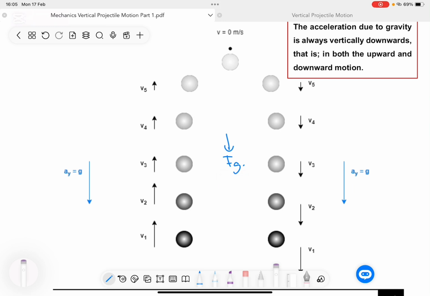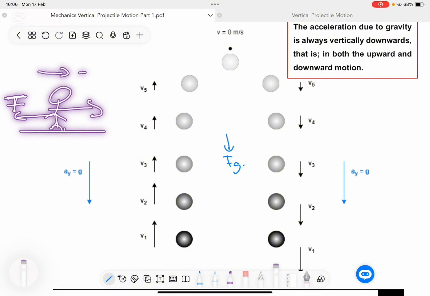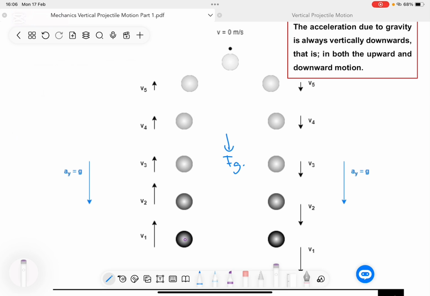Think of this as a situation where you are trying to run to the right, but there's someone pulling you in the opposite direction. There's a force trying to pull you back. You'll definitely slow down as you go in that direction. This is what is happening here. The ball is trying to go vertically upwards, but there's a force pulling it downwards. As a result, it slows down.